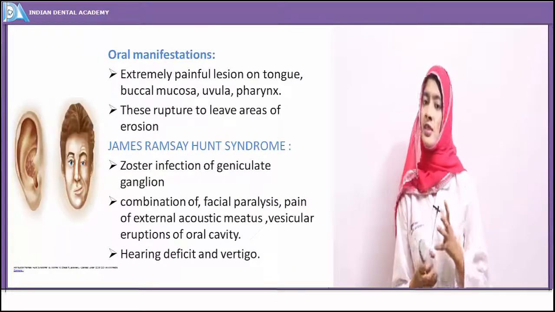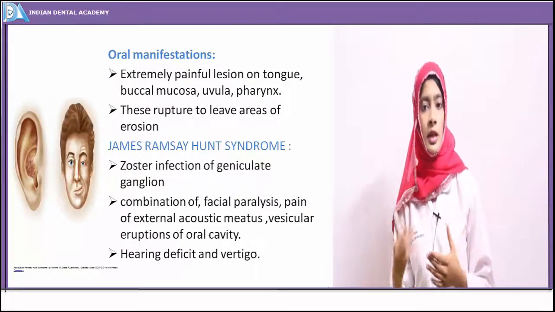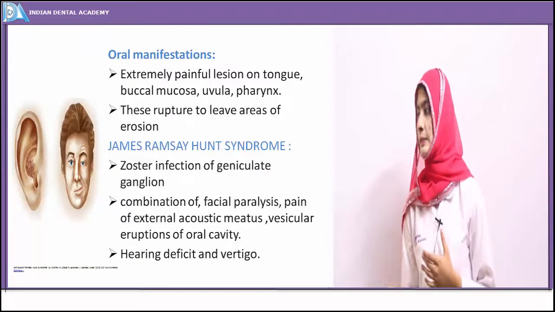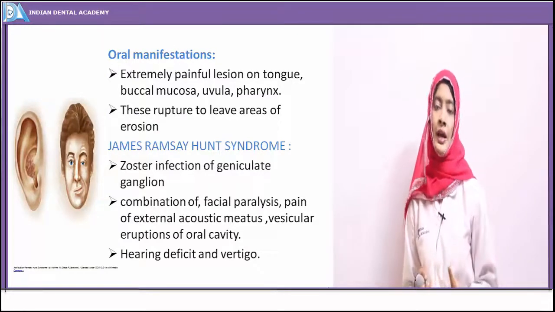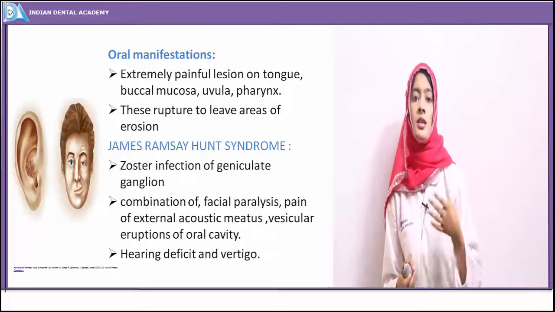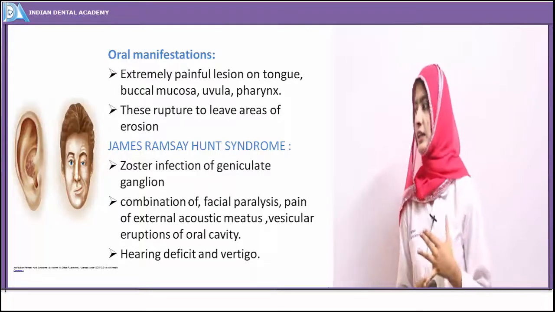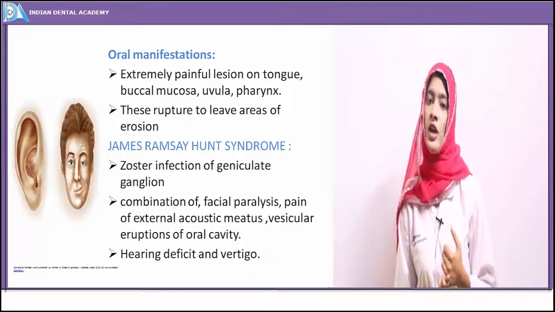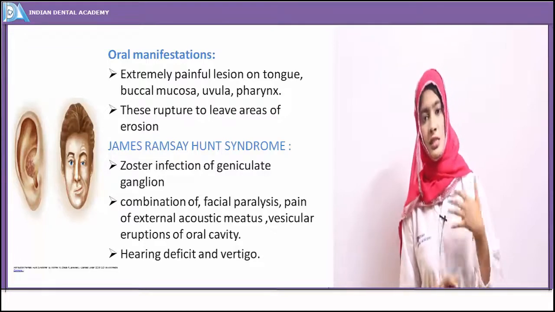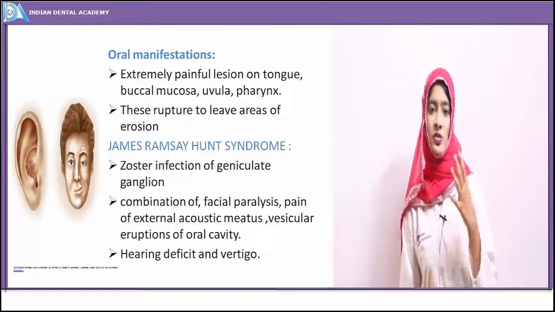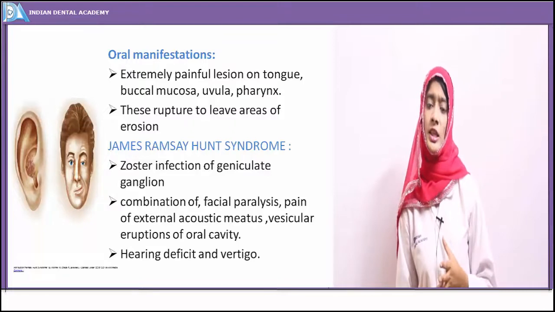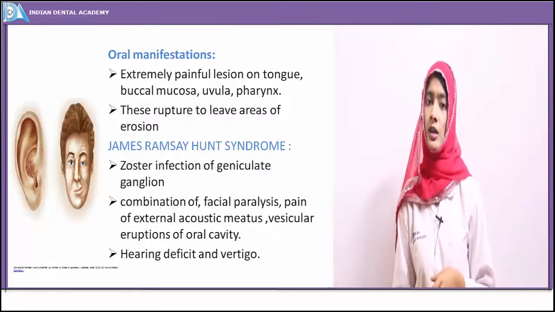So whatever be the vesicles, they ultimately rupture to form ulcers and heal. When you see the oral cavity, the vesicles may occur on any site like the tongue, buccal mucosa, uvula and pharynx. These rupture to leave areas of erosion or crusting on the buccal mucosa or tongue.